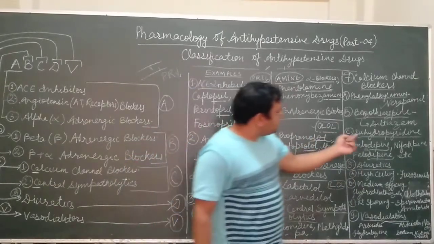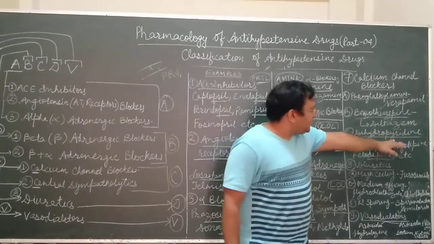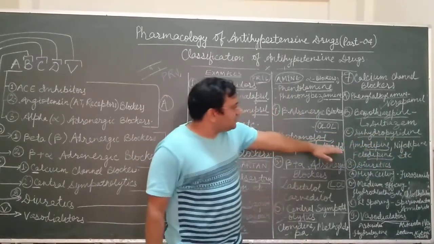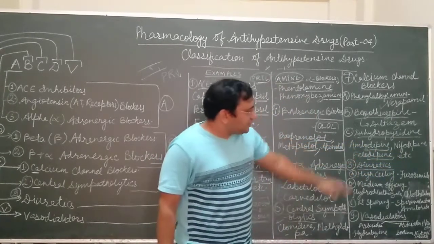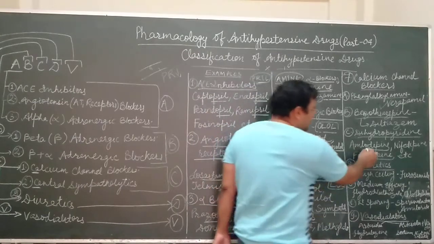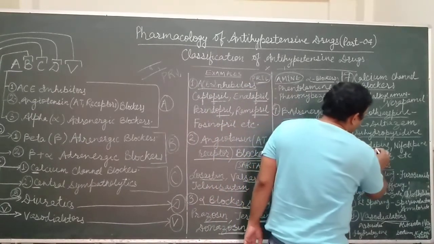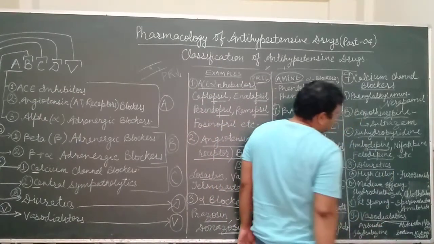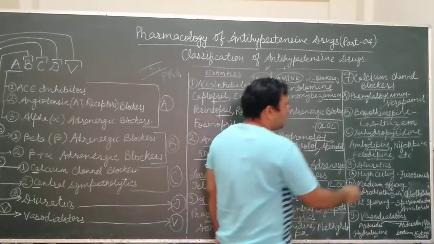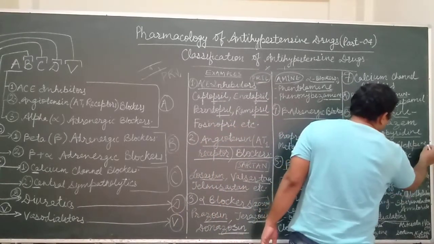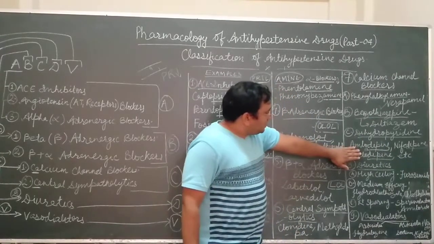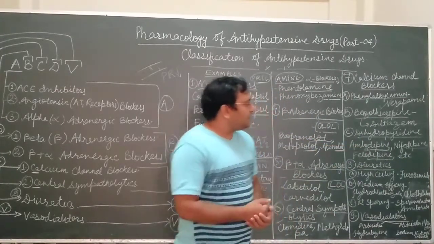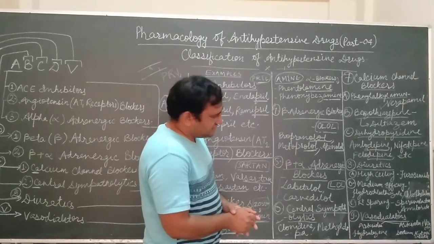And the third is dihydropyridine. Dihydropyridine examples are amlodipine, nifedipine and felodipine. Here we can also see that the dihydropyridine group of calcium channel blockers end with DIPINE. So we can memorize it easily: amlodipine, nifedipine, felodipine, etc.